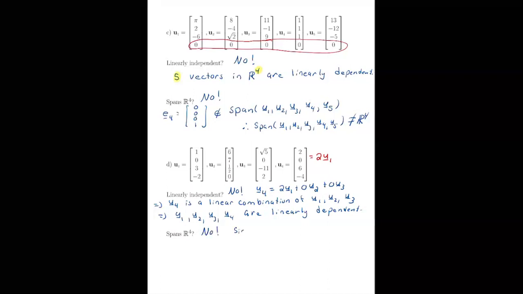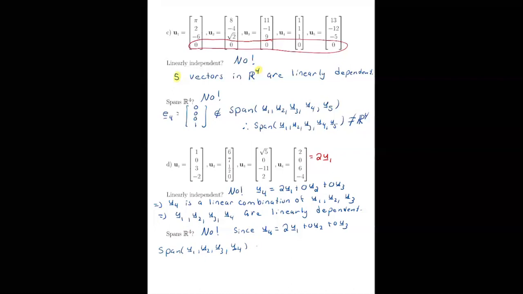And since u4, again, is equal to 2 times u1 plus 0 times u2 plus 0 times u3, let's take a look at their span. If we take a look at all linear combinations of all 4 of these vectors, what is the span? When we ask if they span R4, what we're asking is, what is the span of u1, u2, u3, u4 equal to? Is this thing equal to all of R4, or is it a smaller object?